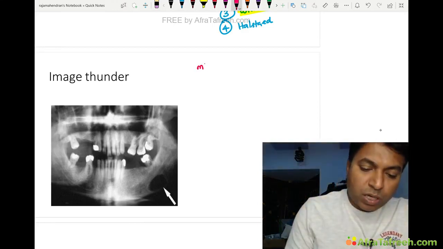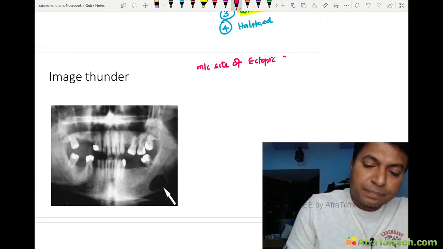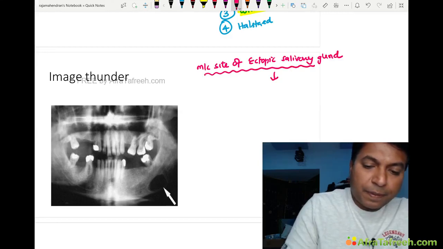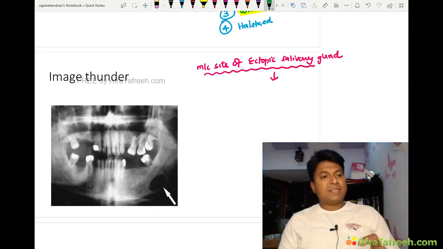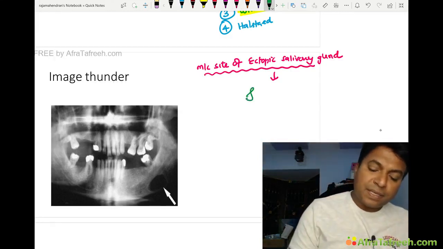This is the most common site of, I am giving you the clue, ectopic salivary gland. Most common site of ectopic salivary gland. What is this? Most common site of ectopic salivary gland is, very good, that is Stafne bone cyst.